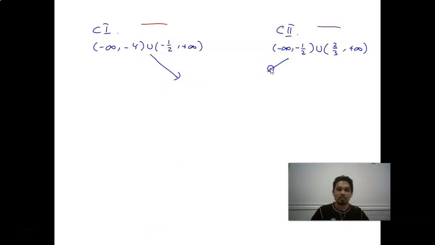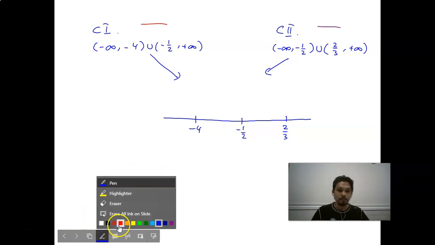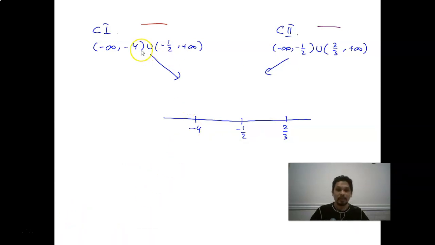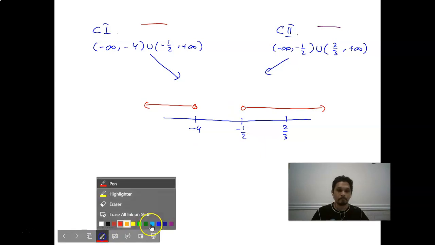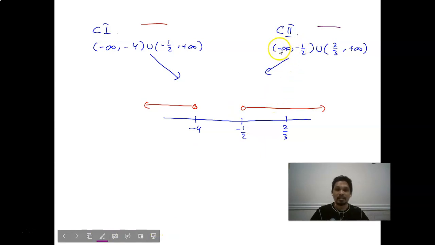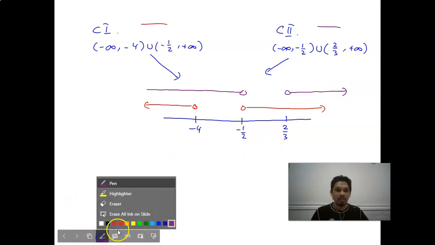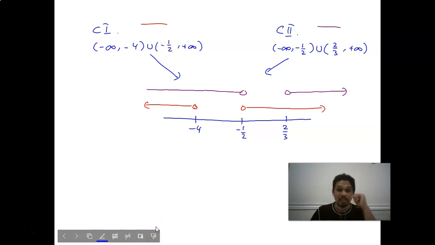Okay, so now let's get back to this one here. Bring this on one number line. So we got negative 4 and negative half, and this one here, negative half and 2 over 3. The first one is negative infinity until negative 4 and negative half to positive infinity. Then next is negative infinity until negative half, and this one here, 2 over 3 to positive infinity. So my question to all of you again, how are we going to finalize this answer?